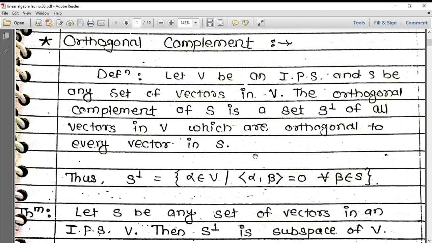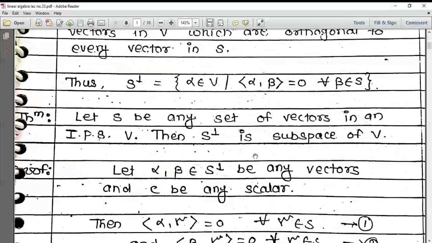So the next point is the theorem on this. Let S be any set of vectors in an inner product space V. Then S perp is a subspace of V. We have to show that S perp is a subspace of V. Let alpha and beta belonging to S perp be any two vectors and C be any scalar.